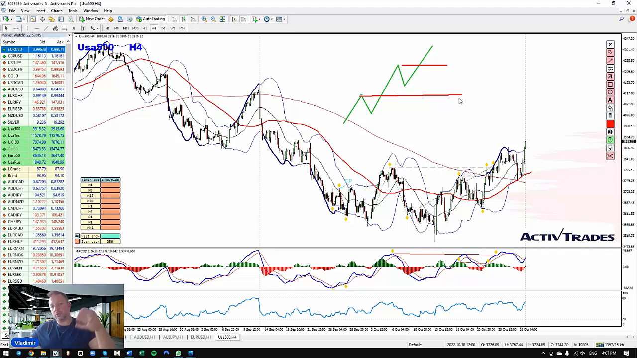And the demand zones, that's the lows that the sellers managed to create and the buyers took control of. So this is the demand and this is the demand. The lows of an uptrend would play here a role of the demand.